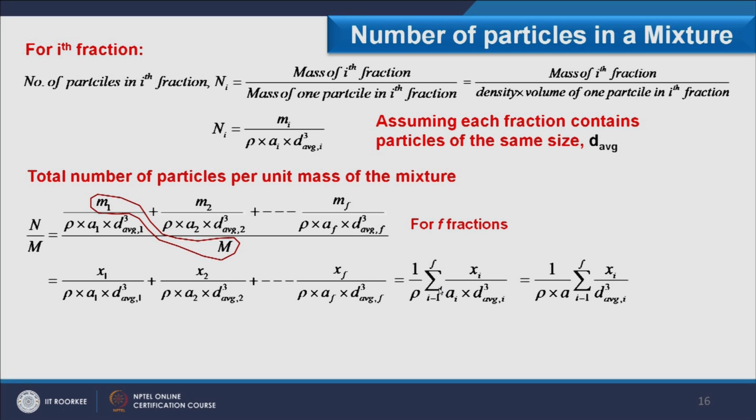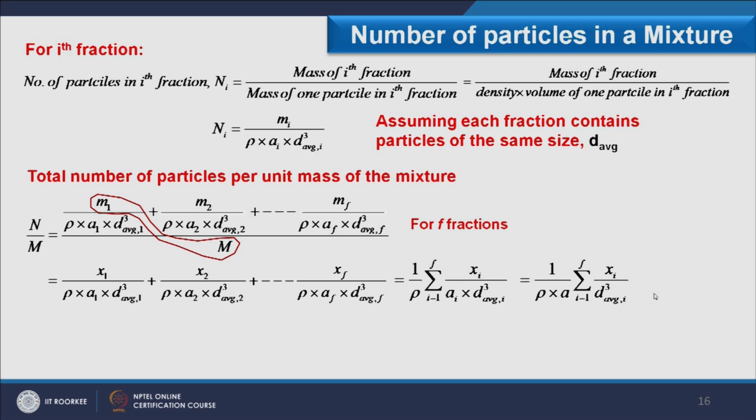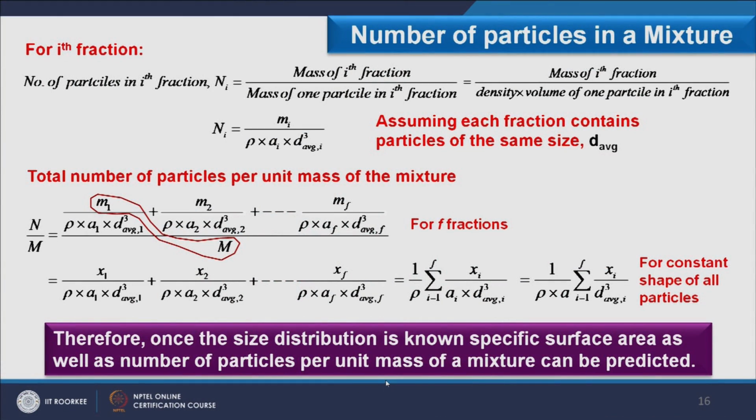If I am considering all particles of the same shape, then Ai would be common. So, 1 over rho into A, summation xi d average I cube, where I varies from 1 to f. This is the expression to calculate the number of particles in the mixture for constant shape of all particles. So, once I have this particle size distribution, I can calculate the specific surface area as well as the number of particles per unit mass of the mixture, and considering these expressions we will solve one problem in the next lecture.